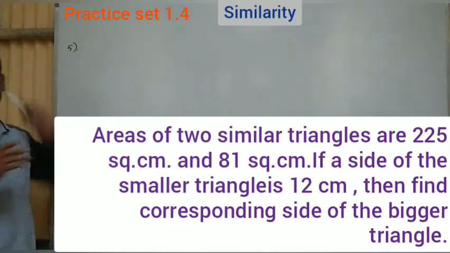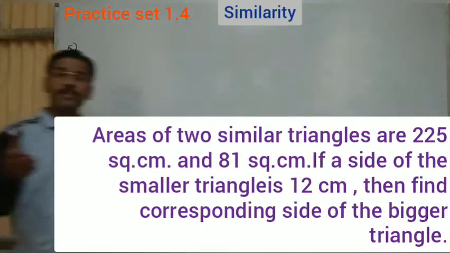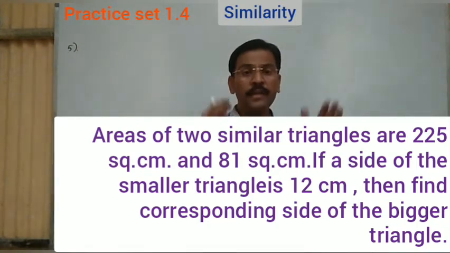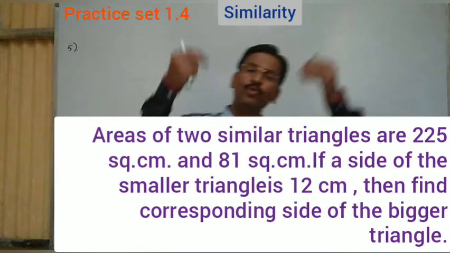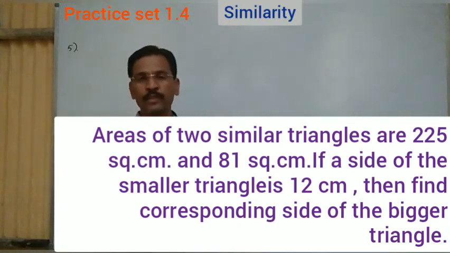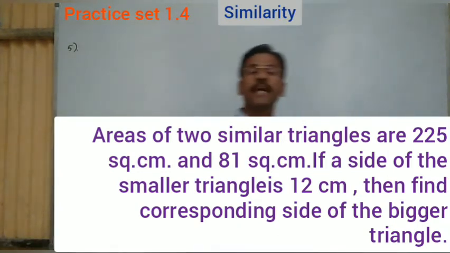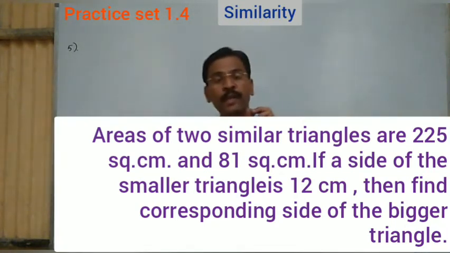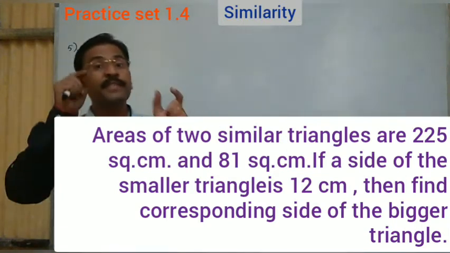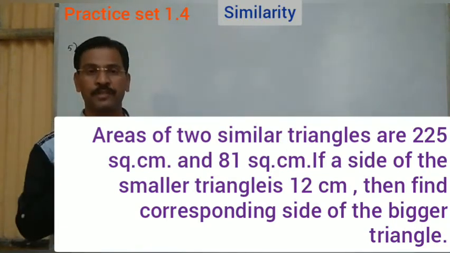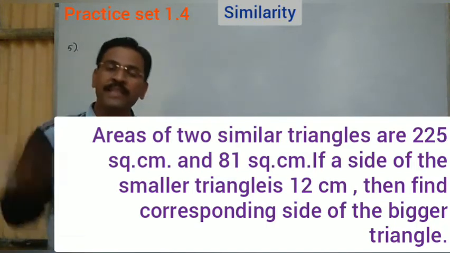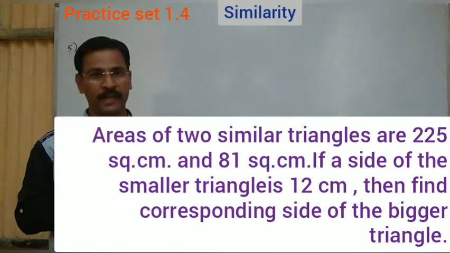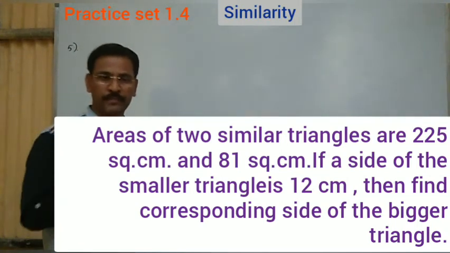We'll take now the fifth. See here, what is given to us in the fifth sum? There are two similar triangles. Okay? And they are given to us the areas of the two similar triangles. One is 225 square meters and the other one is 81 square meters. Similarly, what else is given to us? One more thing. The corresponding side of the smaller triangle is 12 meter. So using this information, we are going to find the corresponding side of the bigger triangle.